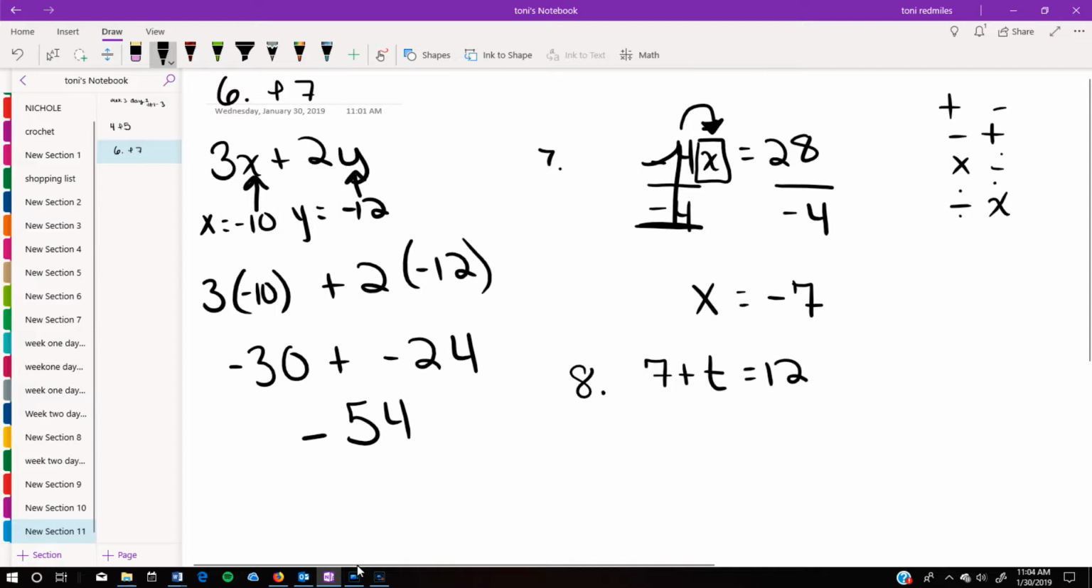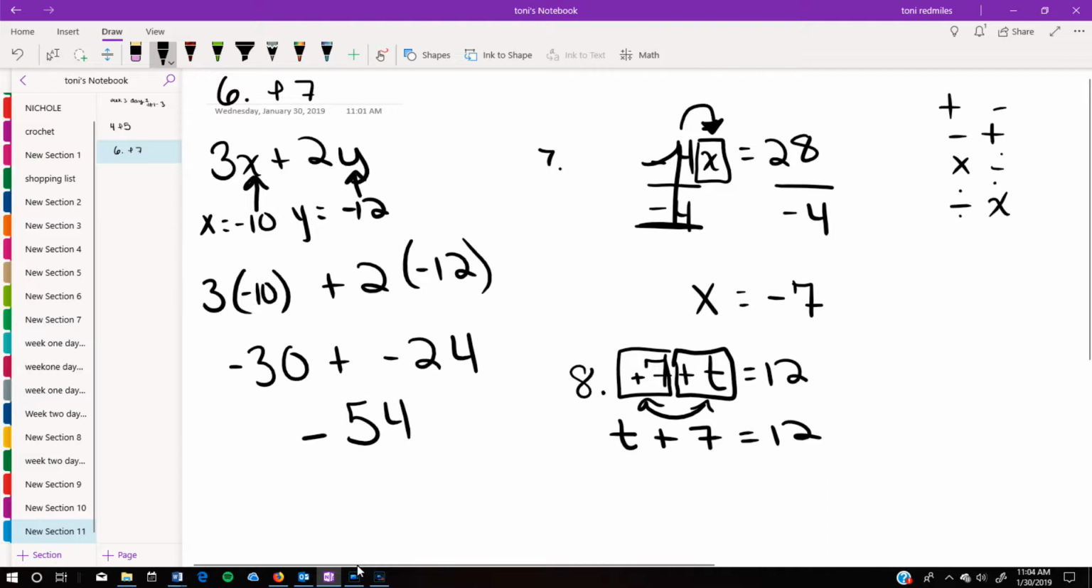Alright, I always like to have my variable first, so I'm going to flip-flop these. I just got to take the sign that goes with it whenever I flip-flop. So this is going to be a positive t plus 7 equals 12. I just flip-flop the terms, okay?